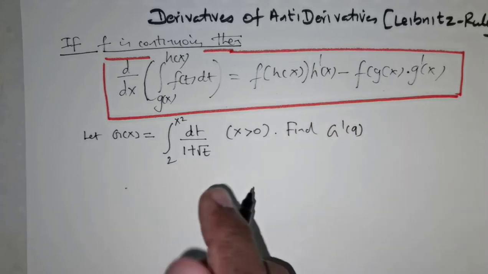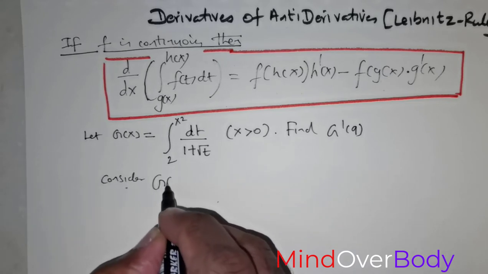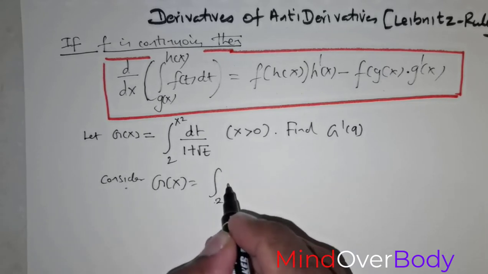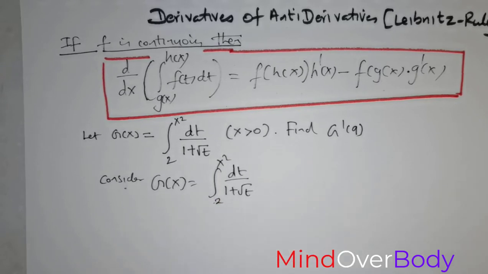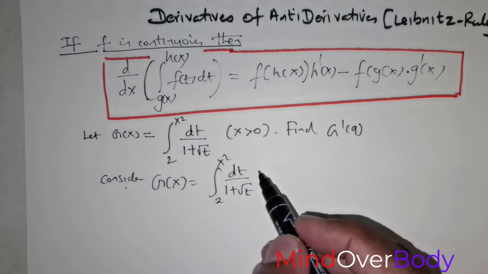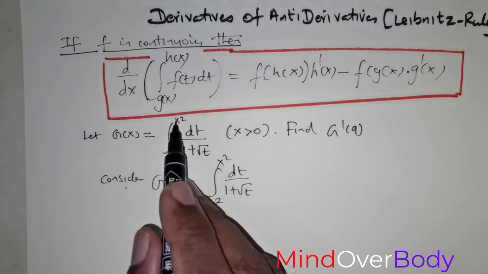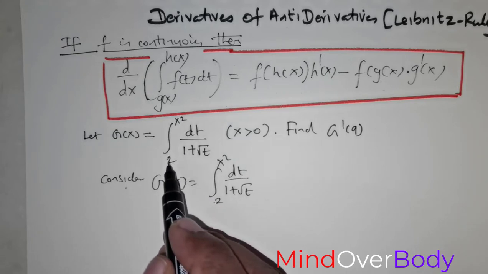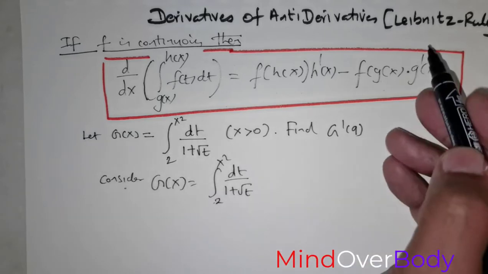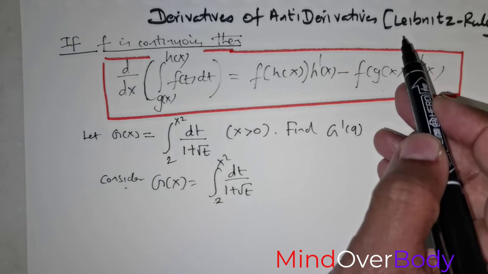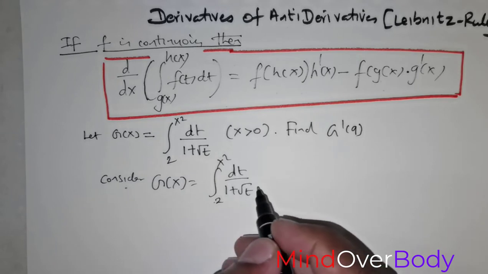Now g of x is given, so let us just consider that. Consider g of x, which is integral 2 to x squared dt over 1 plus root of t. Now you might be wondering, how is it that we have resolved to use Leibniz rule? Now the catch is, observe the limits. One of the limits is a numerical quantity, the other one is a variable. The moment you come across such a situation, directly you can conclude that Leibniz rule is the way to go.